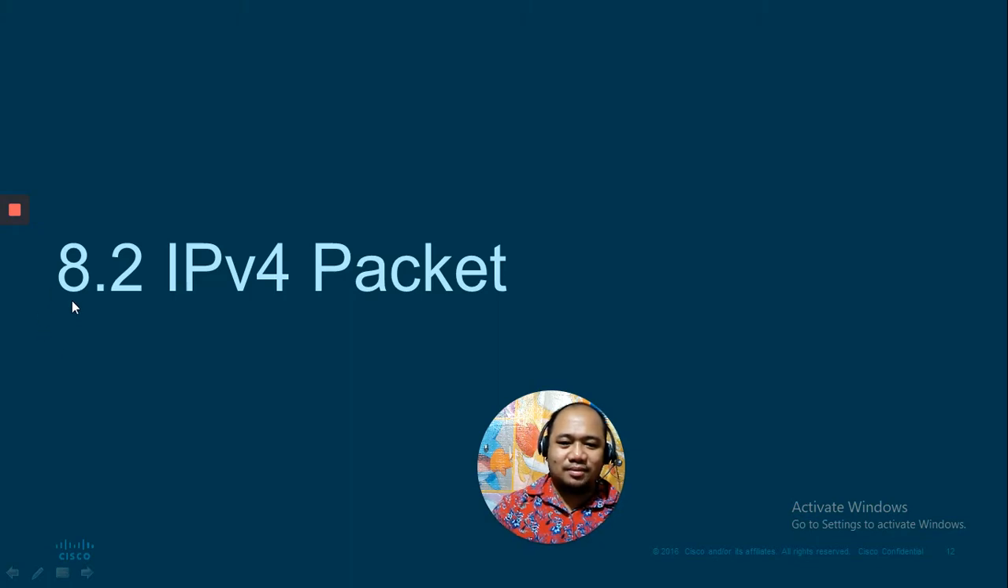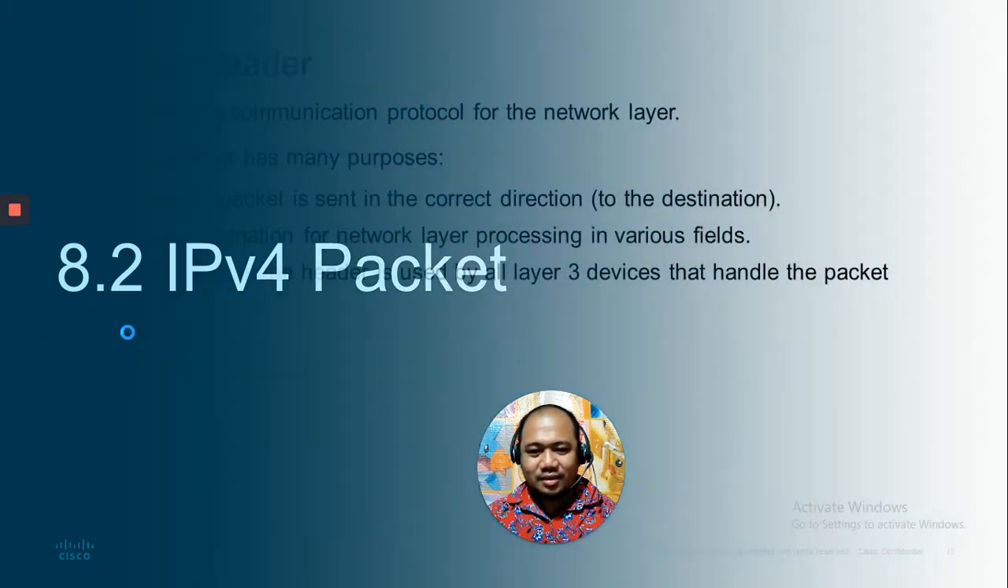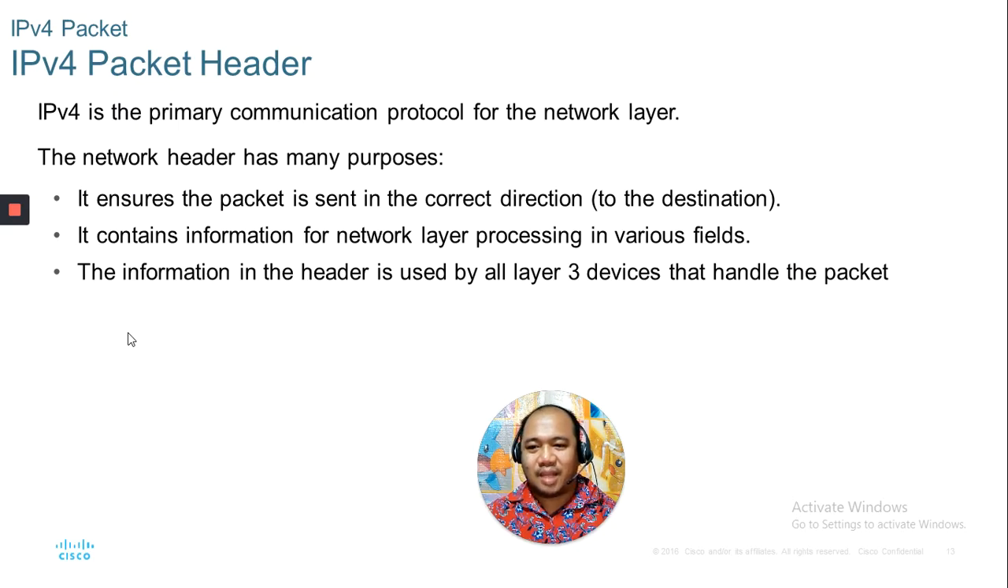IP version 4 packet. The packet header of IP version 4 is a primary communication protocol for the network layer, as well as, of course, IP version 6. The network header has many purposes. One is to ensure our packet is sent in the correct direction, from source to destination, from the source computer or host to the server, for example, the receiver. It contains information for network layer processing in various fields. The information in the header is used by all layer 3 devices that handle the packet.